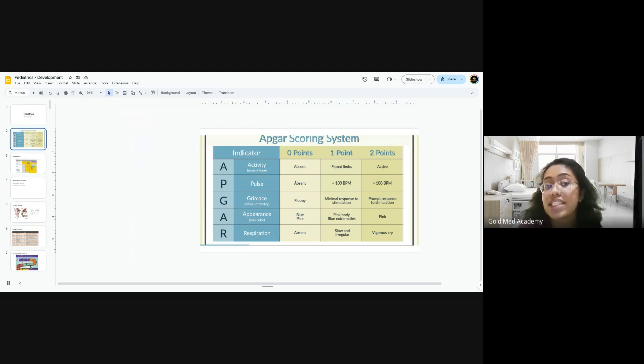Usually we generally say 7 to 10 is good. So if they're anywhere from 7 points to 10 points, that's usually considered having a child that really doesn't have too many issues or is pretty normal, I would say. So remember, they do this at the 1 minute mark and then the 5 minute mark.